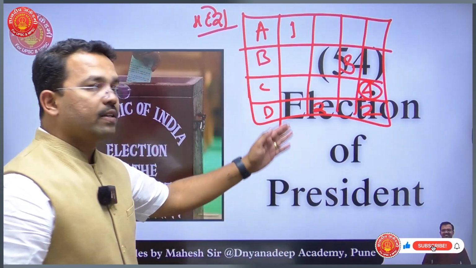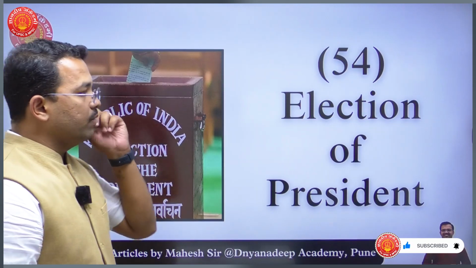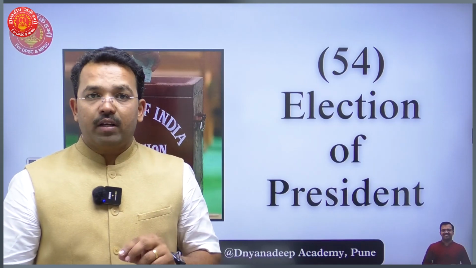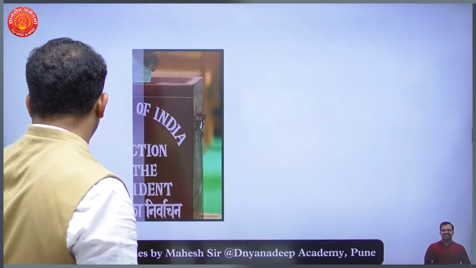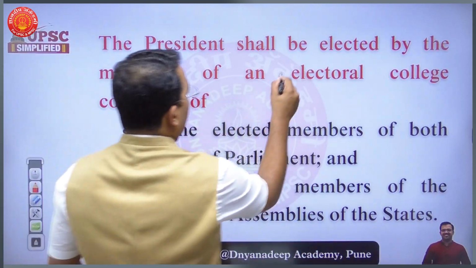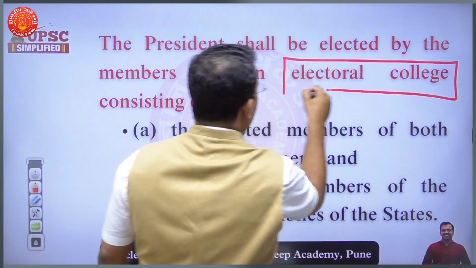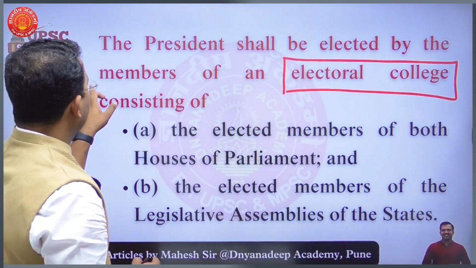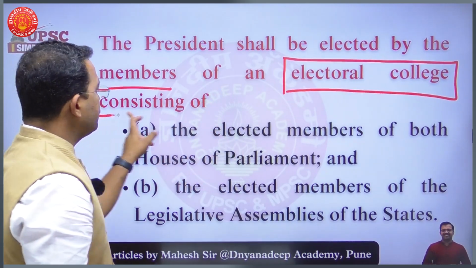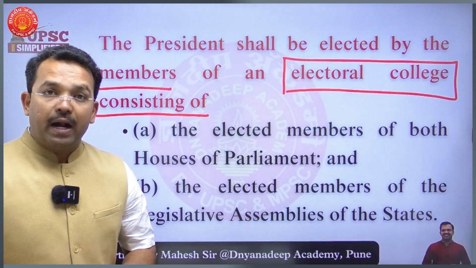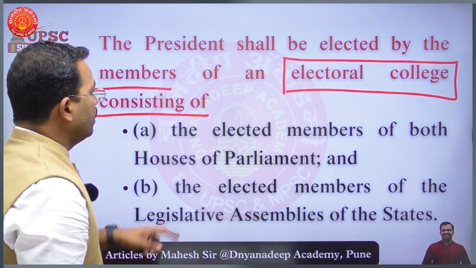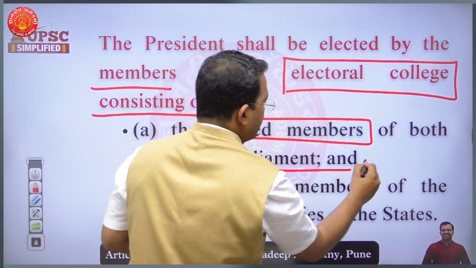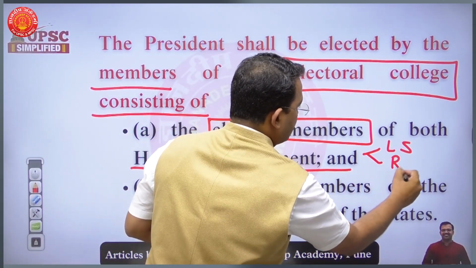Now we'll try to understand what is given in this particular article. Article 54 talks about the election of the President of India. Here remember, the President is elected by a group of voters called the Electoral College. The President shall be elected by the members of the Electoral College, consisting of the elected members of both houses of Parliament, that is Lok Sabha and Rajya Sabha.